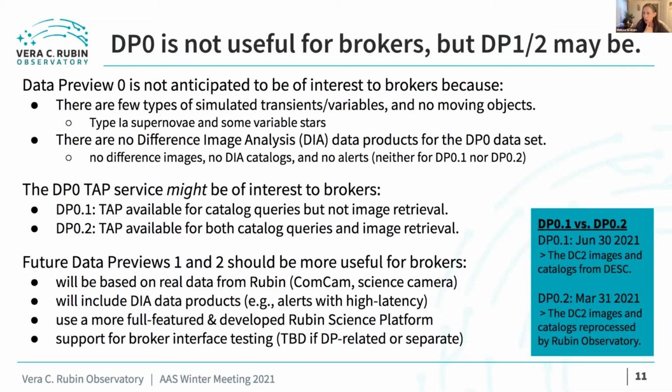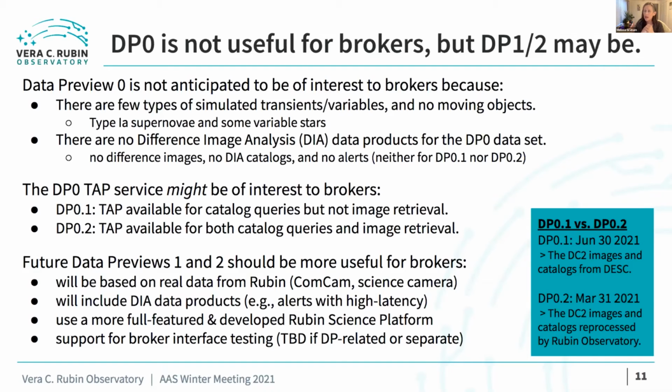So future data previews 1 and 2 should be more useful for brokers because they will be based on real data from Rubin Observatory, from ComCam or the science camera, and also because they will include DIA data products such as, as you've heard before, alerts, but with high latency from the data previews. The future data previews will also use a more full-featured and developed Rubin Science Platform, so provide even more realistic tests of what the operations environment will be like. And also I'll mention that maybe in association with the data previews or maybe independently, Rubin does plan to provide support for broker interface testing, as I think most broker developers already know.